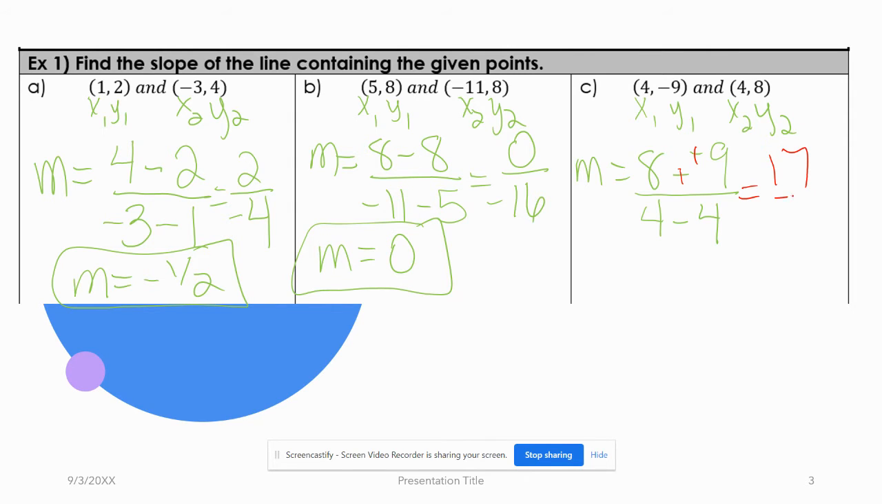8 plus 9 is 17, and 4 minus 4 is 0. Ooh, we have a problem with that. We can't have 0 in the denominator. I don't know how to get 17 pieces from nothing. And so this is called undefined or no slope.